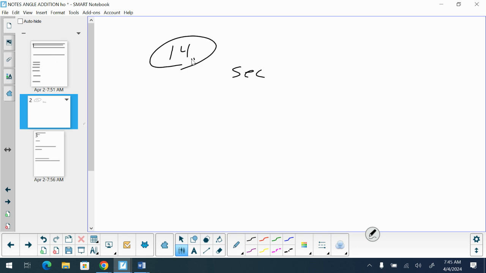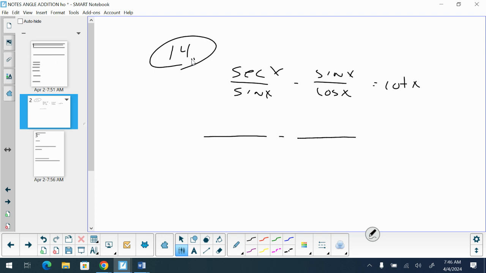We have the secant of x over the sine of x minus the sine of x over cosine of x, and we want this to equal the cotangent of x. Okay, they're asking you to subtract two fractions. So, subtract two fractions. Well, if you're going to subtract two fractions, get a common denominator. Well, what would be your common denominator?